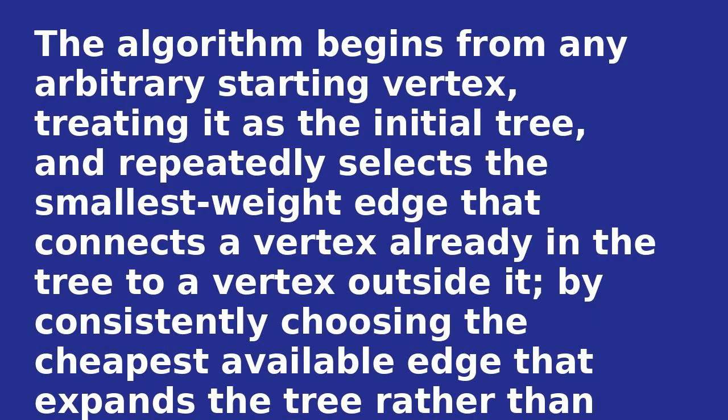The algorithm begins from any arbitrary starting vertex, treating it as the initial tree, and repeatedly selects the smallest weight edge that connects a vertex already in the tree to a vertex outside it, by consistently choosing the cheapest available edge that expands the tree rather than forming a cycle. Prim's algorithm guarantees an optimal solution.